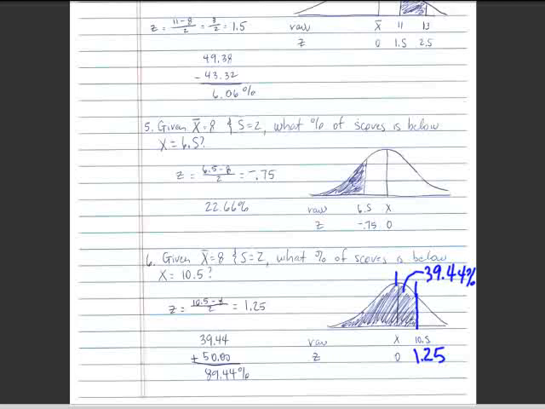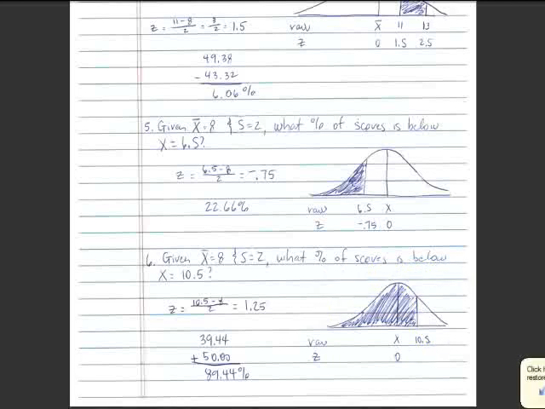And then I have to use my old noodle and recall that over on the whole left-hand side is 50% of the scores. So 39.44 plus 50 says that 89.44 of the scores were 10.5 or below. As a little key to the future, that's actually how we're going to find some percentile scores in the next lesson. So don't worry about that now, but that is how we're going to find percentile scores pretty shortly.